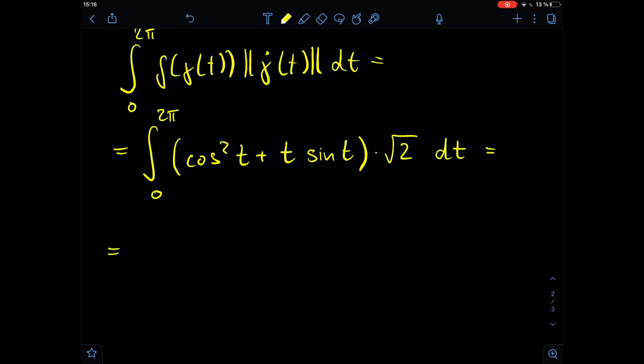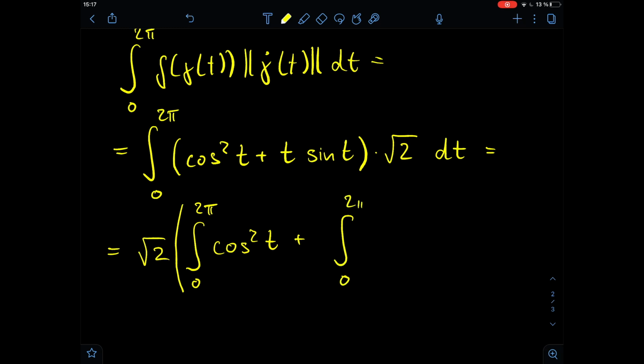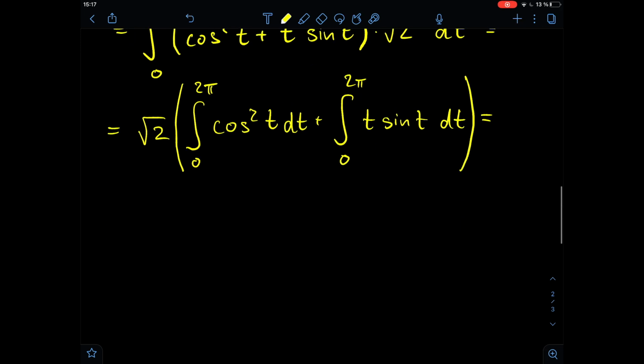We can extract the square root of 2 out of the integral, so we have square root of 2 times the integral from 0 to 2 pi of cosine squared of t. Let's make two integrals out of it, plus the integral from 0 to 2 pi of t times sine of t, I forgot the dt here, dt, plus sine of t dt, and close the brackets here.